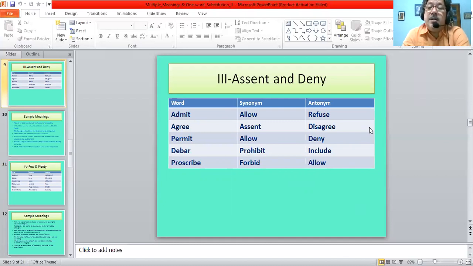Debar has got the synonym prohibit and the antonym include. Proscribe has the synonym forbid and the antonym allow. So these are some synonyms and antonyms dealing with assent and deny. Let us look at certain sample sentences to better understand the meaning.